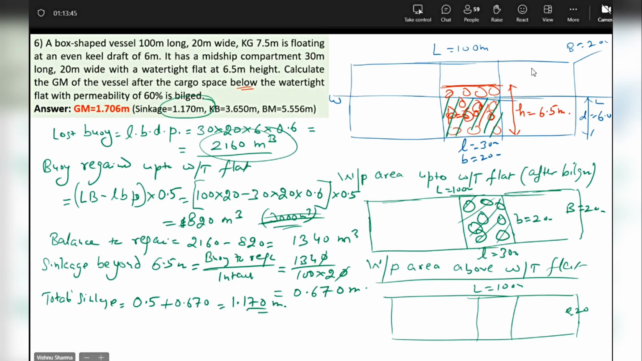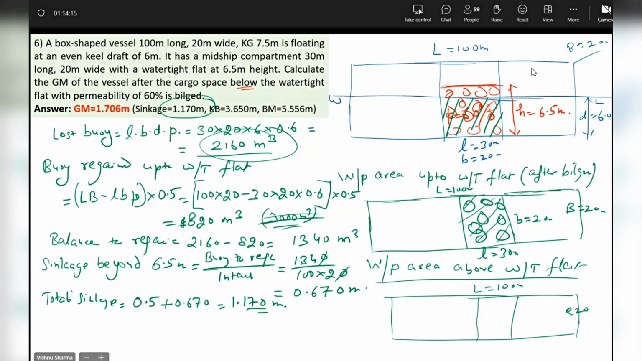Don't go into silence. What is 820? Is it the buoyancy loss only for the 0.5 meter? No. 820 is the buoyancy regained up to the watertight flat. Speak correctly, otherwise you'll not be able to recall properly. You lost 2160. The vessel has to sink to regain 2160. Now the watertight flat is 0.5 meters above the WL.